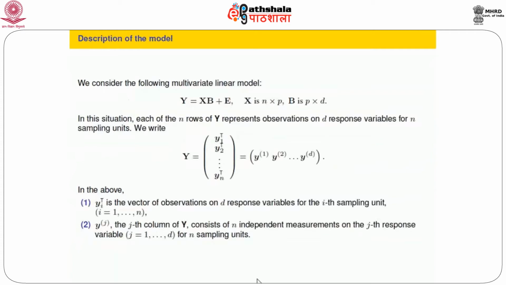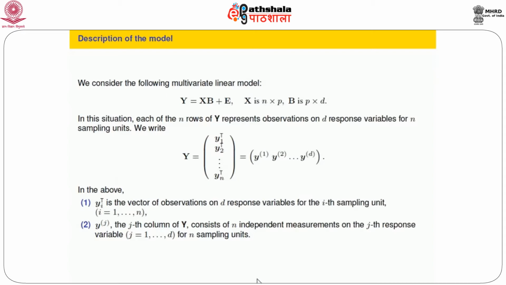So let's see the assumption carefully again. This is the multivariate linear model, Y = XB + E. If we write the columns as y superscript 1, y superscript 2 up to y superscript d, and the rows by y1 transpose up to yn transpose, what are these objects yi transpose? These are the vector of observations on d response variables for the ith sampling unit. Earlier, in the univariate linear model, we had d = 1, so there is only one response variable that we have to measure. Now we have d response variables.